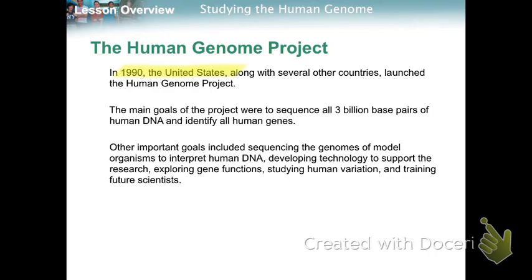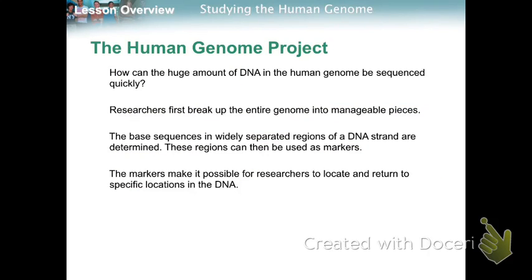In 1990, the United States, along with other countries, started what we call the Human Genome Project. The goal of the project was to sequence 3 billion base pairs of human DNA and identify all human genes. Other goals included sequencing the genomes of model organisms to interpret human DNA, develop technology to support the research, explore gene functions, study human variation, and train future scientists.